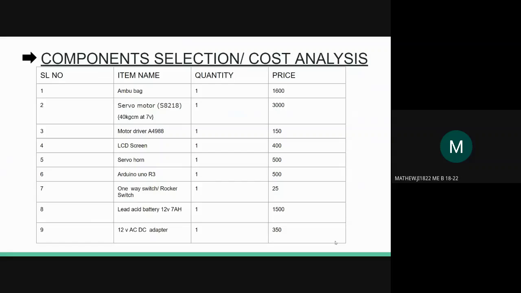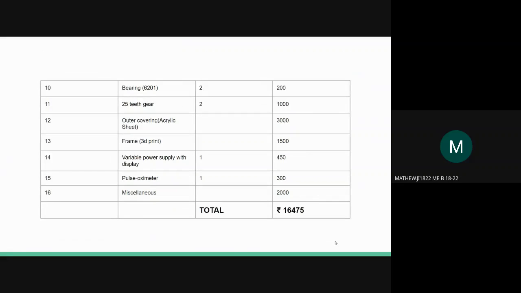Next slide is component selection and cost analysis. From the cost analysis, we came to know that the project will approximately cost us around 16,500 once it is fully completed.